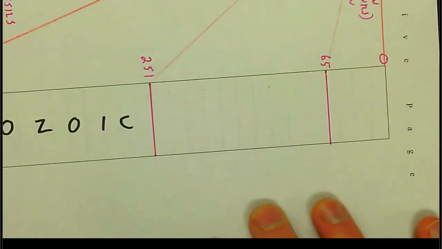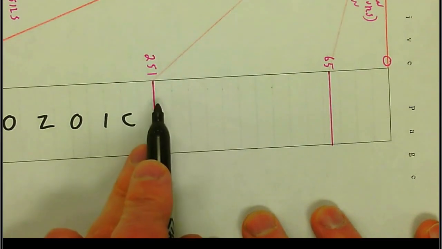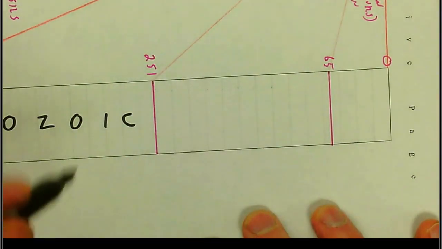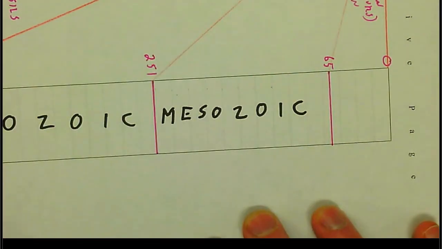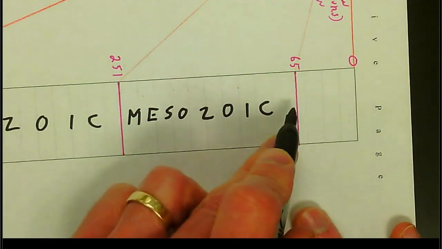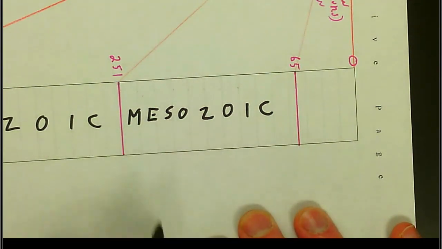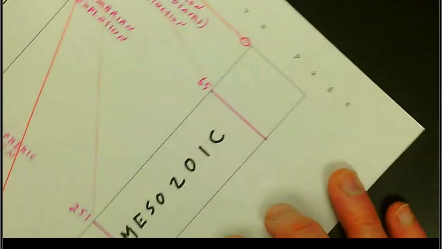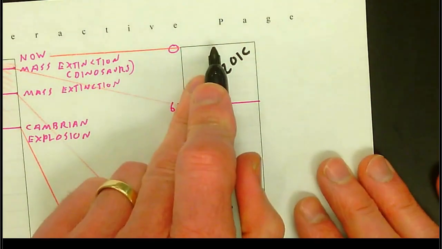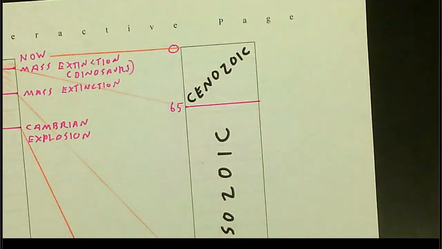And then we have this middle spot after the first mass extinction, before the second one. This is the Mesozoic, meso meaning middle, middle life. And then finally, we have this last section. Recent life is Cenozoic, which has been the time since the dinosaurs became extinct 65 million years ago.